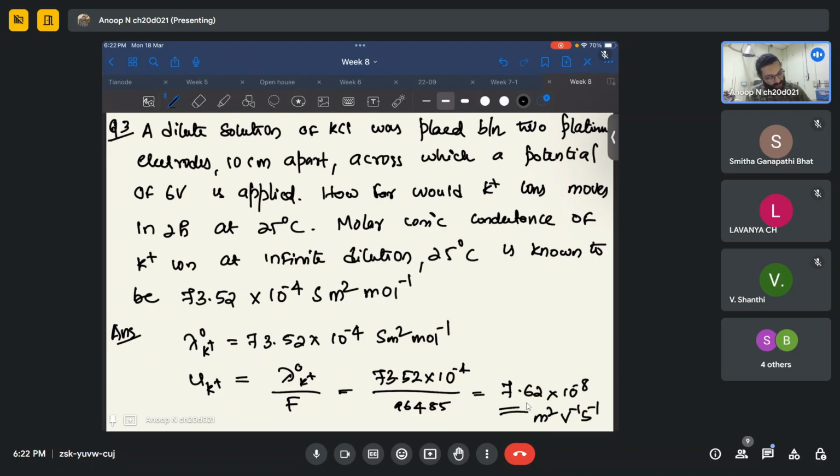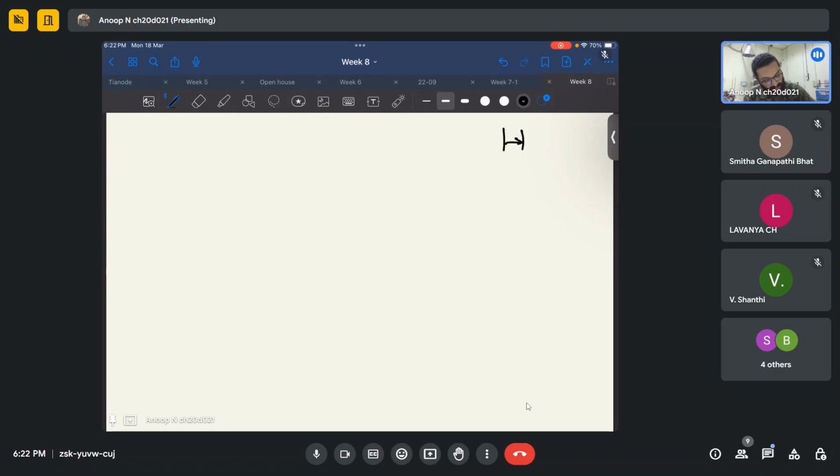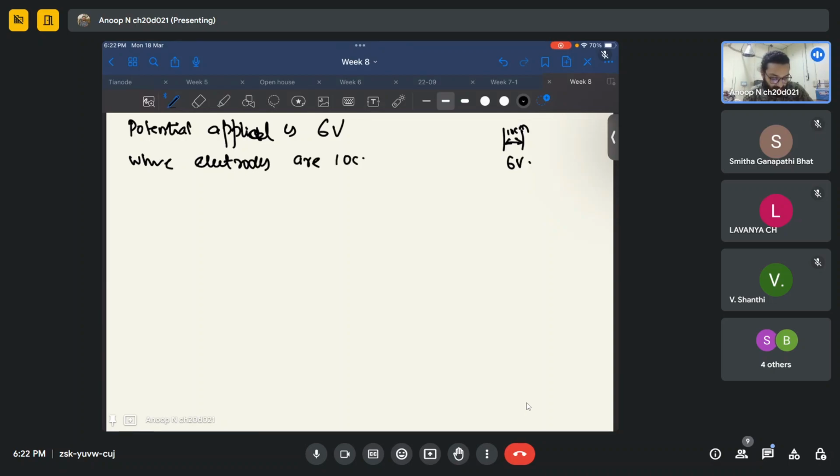So what do we have to find out here? We have two electrodes 10 centimeter apart, applying 6 volt. So the given potential applied is 6 volt, where electrodes are 10 centimeter apart. We want to find out, when the potential is applied, how much K plus ions move. That is the question. So the unit will be in meter, so we probably write it in centimeter.